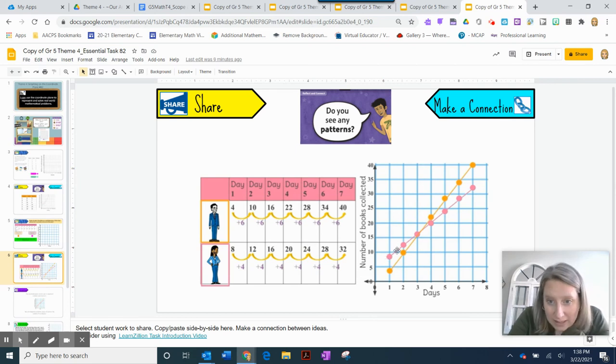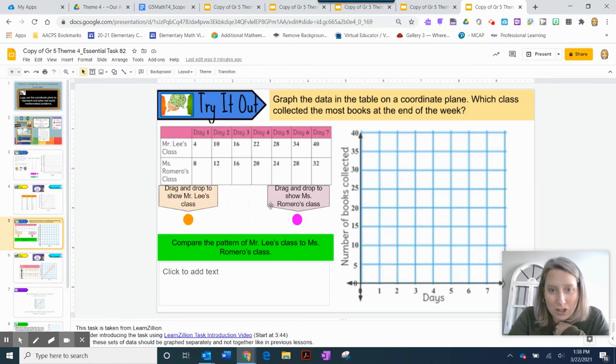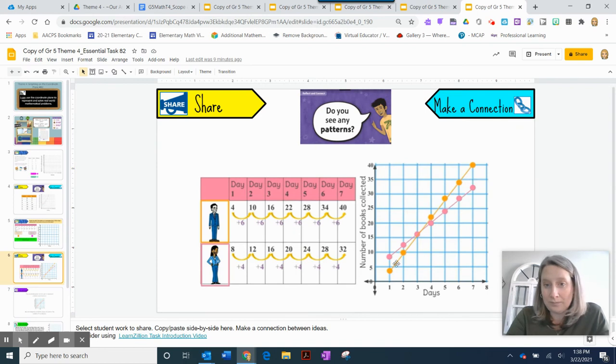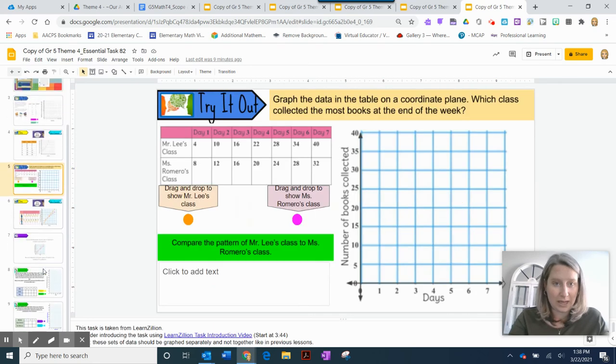these 2. This is the answer for this tried out problem here, with the class collecting the most books by the end of the week. We have the number of days on our x-axis and the number of books collected on our y. We'll do Mr. Lee in one color, Ms. Romero in one color, and we'll see that pattern and how they relate. We can answer the question of who collected the most books by the end of the week.